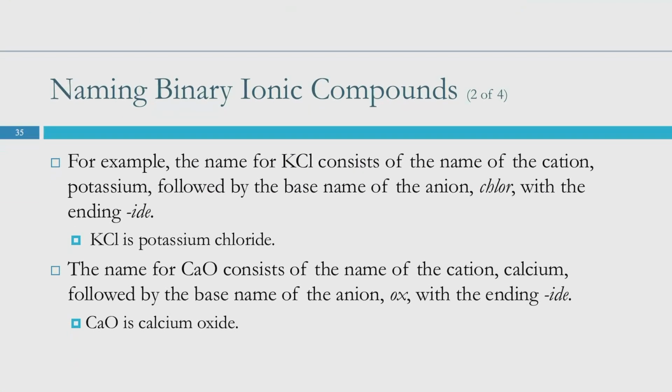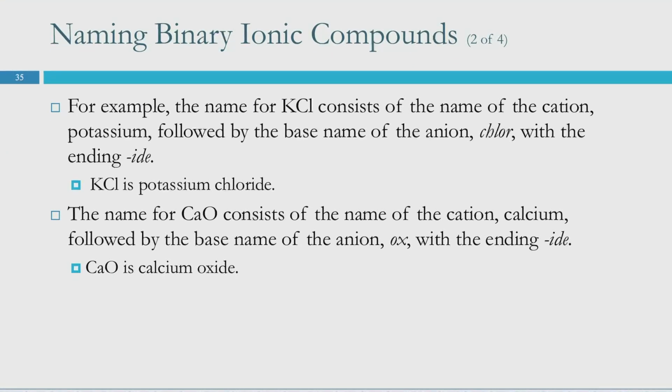So for example, KCl has potassium in it. Potassium is always the same charge. So we just write potassium, because it's always going to be K+ when it's an ion. Cl is the symbol for chlorine. Chlorine is always going to be the same charge as well. So we take the base name for chlorine, which is the chlor part, and we change the ending to -ide. Our name is potassium chloride.